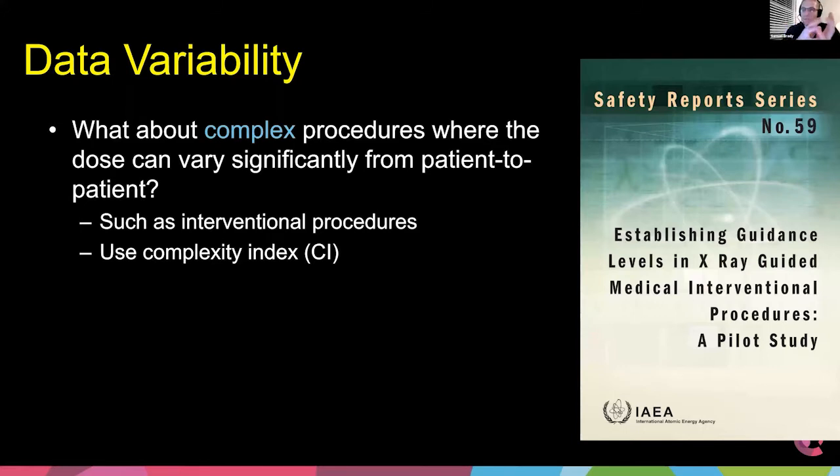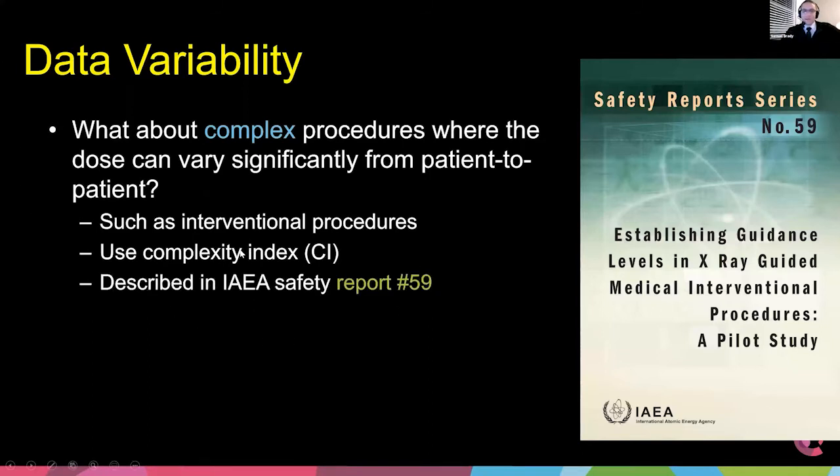So a simple, non-complex study may have one dose value, and a very complex, very highly variable procedure may have another one. But using these CIs, or these complexity indexes, you can now normalize the data so all of the values will make more sense. So you can calculate your national DRL and compare it to all of these procedures, be they simple or complex. And so how do you do that?